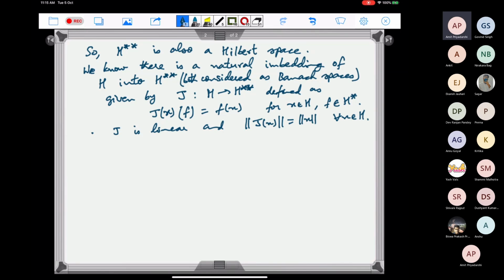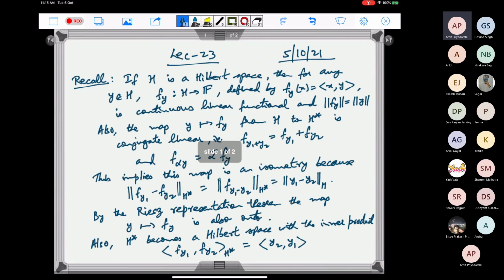Now, this is one map from H to H double star, which we know that for any Banach space we can define this map to the double dual. But here we have another map on a Hilbert space, which is this map y going to f sub y. Right?